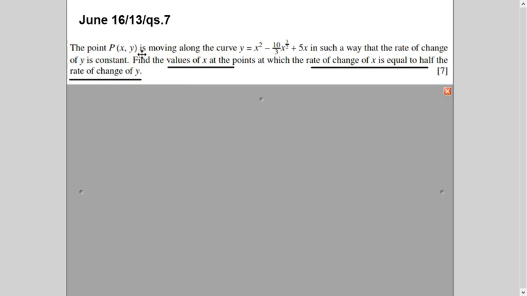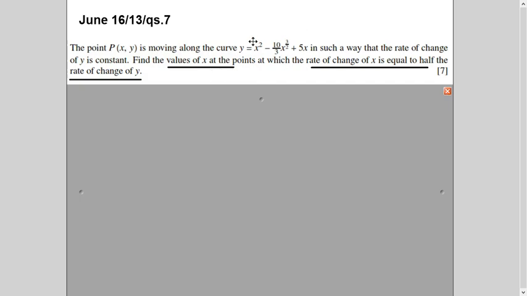Now look at this question. In this question, we are talking about a point which is moving along a curve. The equation of the curve is here, in such a way that the rate of change of y is constant. So one piece of information is that the rate of change of y is constant, which means dy/dt is a constant value, right? Find the value of x at the point at which the rate of change of x is equal to half the rate of change of y.